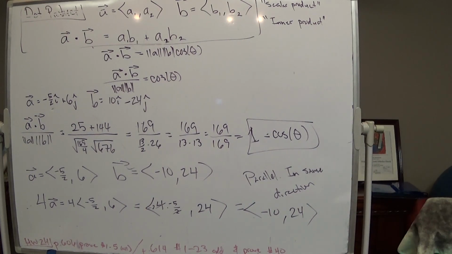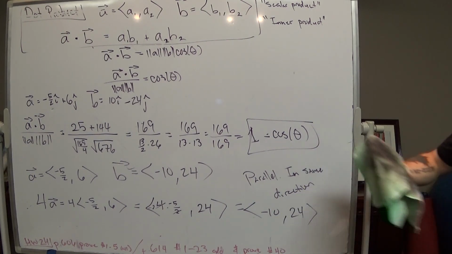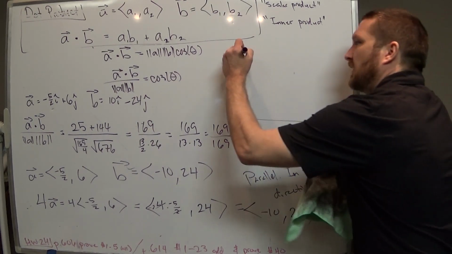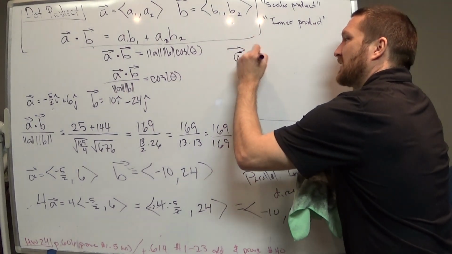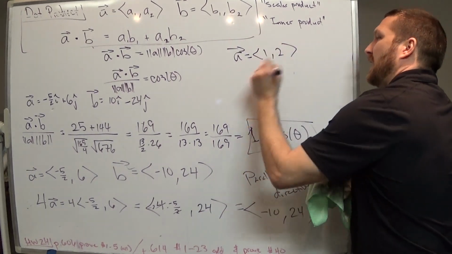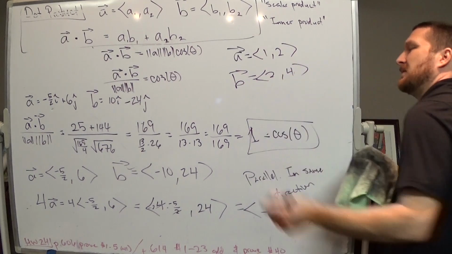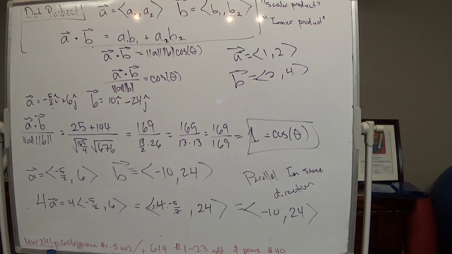But just know that for the rest of your life, after you get really comfortable with this, if you notice that, for instance, somebody gives you A equals 1 comma 2 and B equals 2 comma 4, and they ask, are these parallel or are they orthogonal? Are they in the same direction?